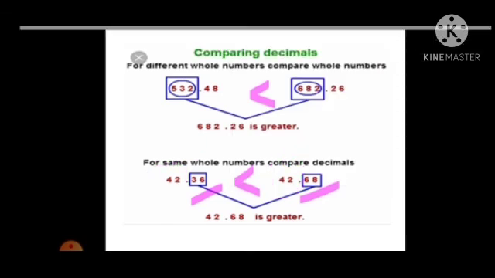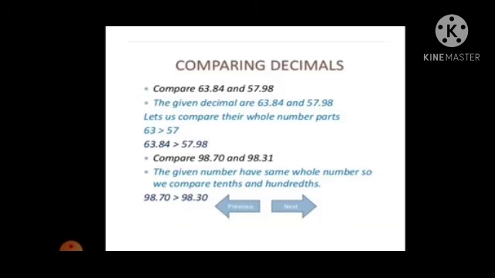Okay. Now next example, comparing decimals. Again the same way, 63.84 and 57.98. The given decimals are 63.84 and 57.98. Let us compare their whole numbers. 63 and 57. 63 is greater than 57. So 63.84 is greater than 57.98.